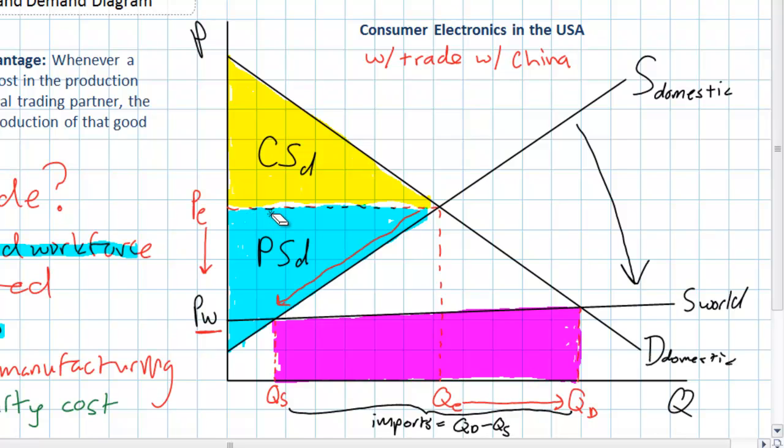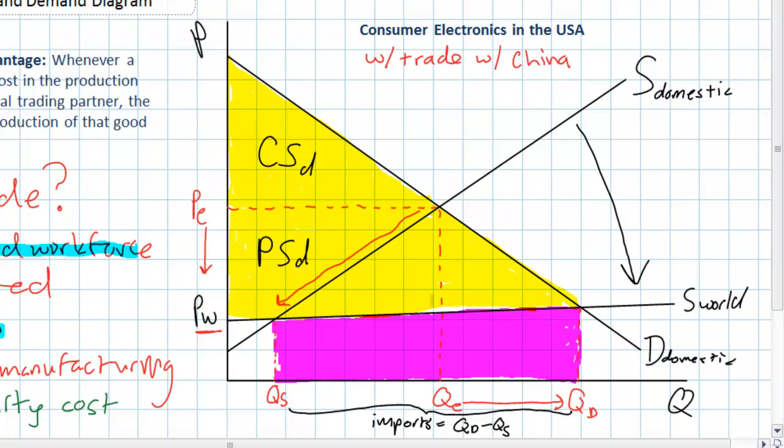Let's look now at the impact that free trade will have on consumer and producer surplus in the United States. First thing to point out is that consumer surplus increases dramatically. Since consumers are buying a much larger quantity of consumer electronics and they're paying a much lower price, the yellow triangle representing domestic consumer surplus has increased dramatically in size. American electronics consumers are far better off with free trade with China than they were in a closed economy without free trade. The U.S. consumer is benefiting from China's comparative advantage in electronics manufacturing. There is a net gain in consumer surplus.